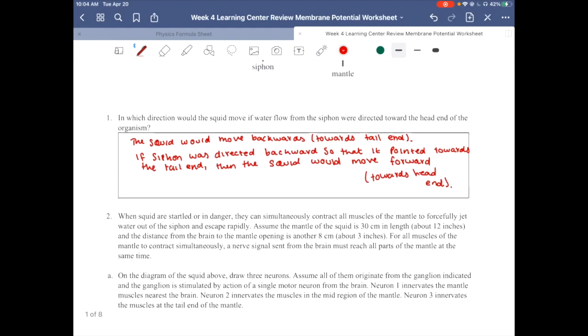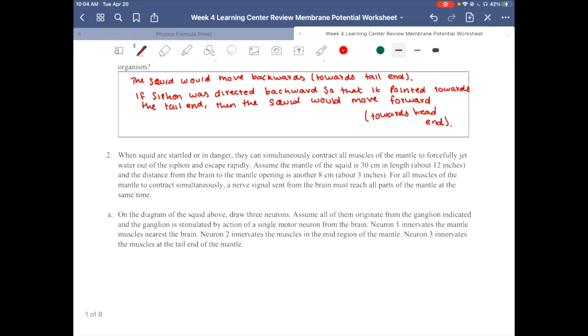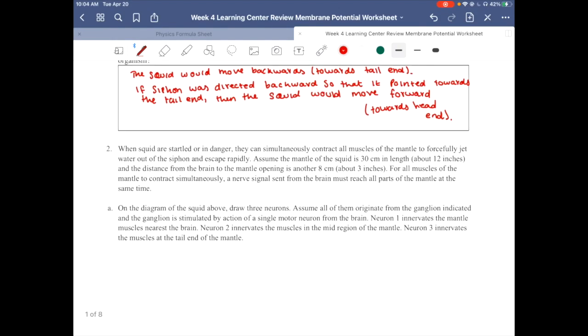All right, next we're going to learn more about squids. It says when squids are startled or in danger, they can simultaneously contract all muscles of the mantle to forcefully jet water out of the siphon and escape rapidly. So basically, what it's doing is increasing its pressure so that it can move from one place to another faster. And that makes sense when it's startled or in danger, right? Because you want to get away from that place as soon as possible.